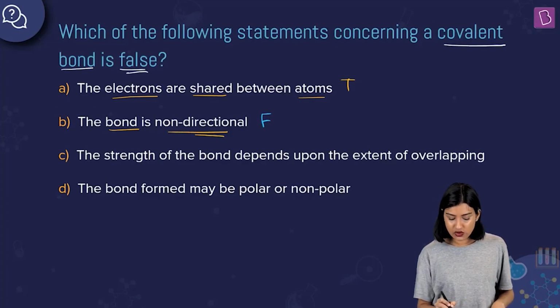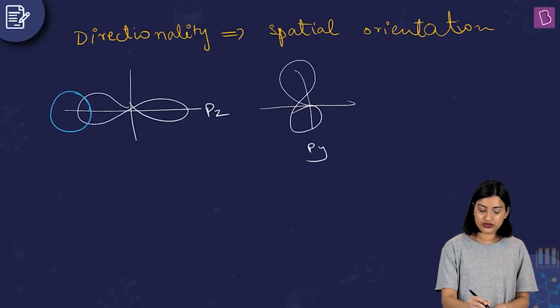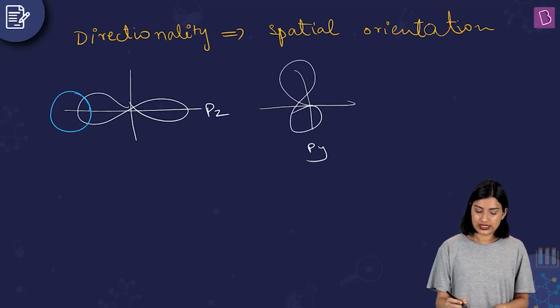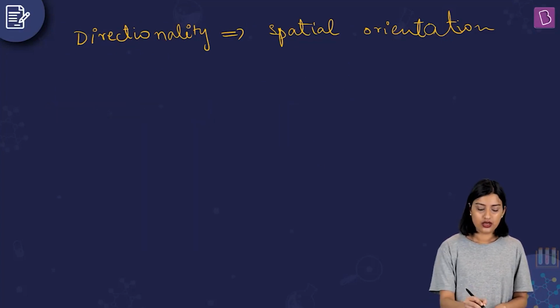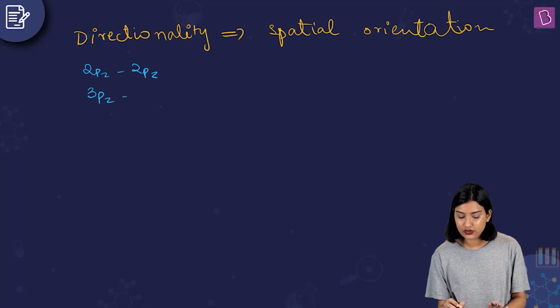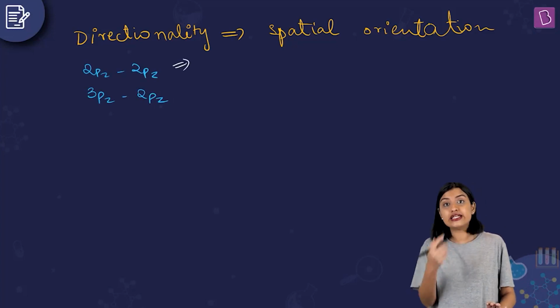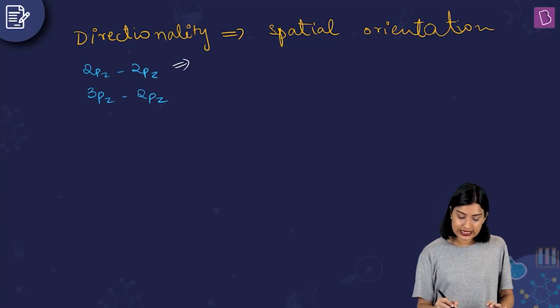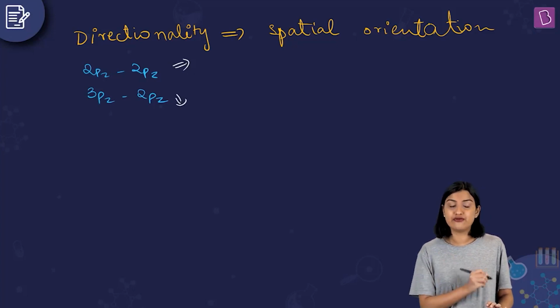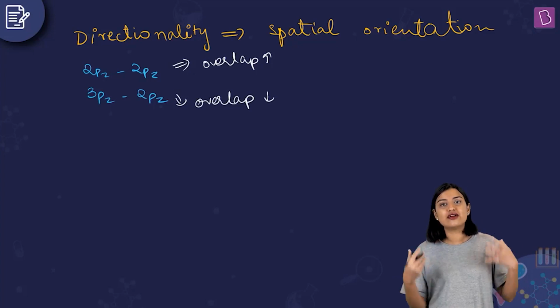The strength of the bond depends upon the extent of overlapping. Okay, let's come back to the same example. Okay, let's say that you have first case, you have a 2pz 2pz bond formed. Second case, you have a 3pz 2pz bond formed. Okay, what will happen in the first case? The extent of effective overlap will be more. And in the second case, the extent of effective overlap will be lesser. So here overlap will be higher. Here the overlap is going to be lower, right? The extent of effective overlap is lower.